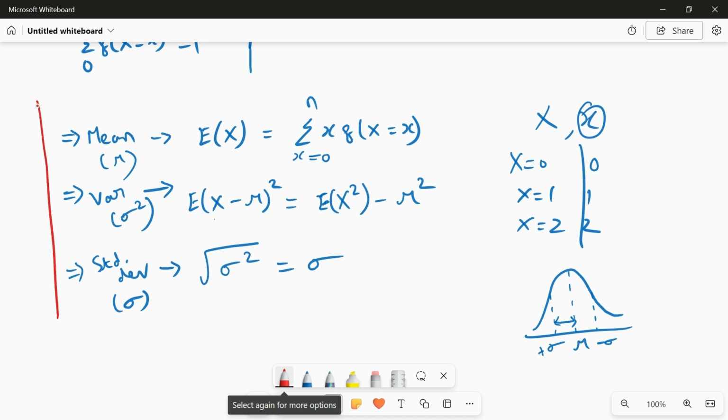And E of x square is nothing but the same thing, whatever you did here, but instead of x, put x square. That's all. I'll tell you how to calculate those in the distributions, okay? But this is the formula. Sorry, guys, this is the formula you must remember.